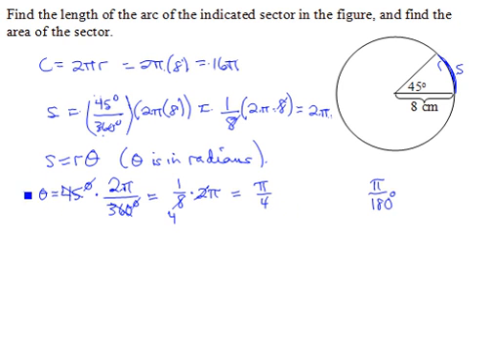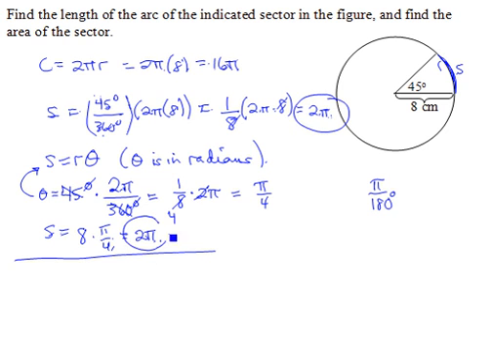So to use our formula S equals r theta, we would write S equals r, that's 8 centimeters, times pi over 4, and once again this gives us the 2 pi that we found previously. So that gives us the arc length. However we work it, we can see that the arc length is 2 pi.